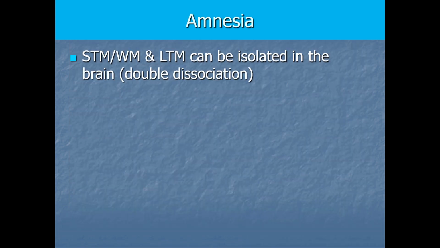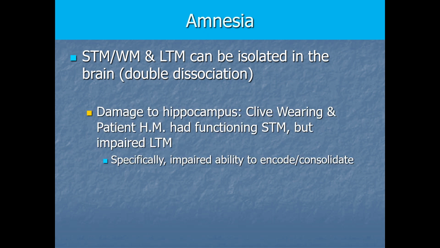Now, one thing amnesic patients have helped confirm is a double dissociation between short-term or working memory and long-term memory in the brain. So for a long time, there was actually a debate about whether long-term memory is really a separate system from short-term memory, or whether it's all just kind of a continuous spectrum. But amnesic patients provide us with at least one half of a double dissociation. So like with anterograde amnesia, people like Clive Waring and patient HM, they have normal functioning short-term memory. Like their working memory is fine, but they have impaired long-term memory.